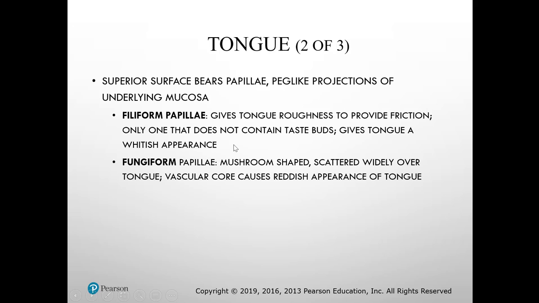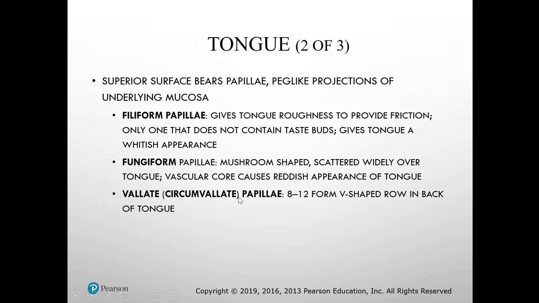The fungiform papilla is shaped like a mushroom. It is actually scattered widely over the tongue. Its vascular core causes the reddish appearance of the tongue. And the next one will be a bigger mushroom. It still looks like a mushroom, but it's a humongous circumvallate papilla. And it forms about a V-shaped row at the back of the tongue. There are about 8 to 12 large circumvallate papilla at the back of the tongue. Then you have foliate papilla located on the lateral aspect, on the posterior aspect of the tongue.